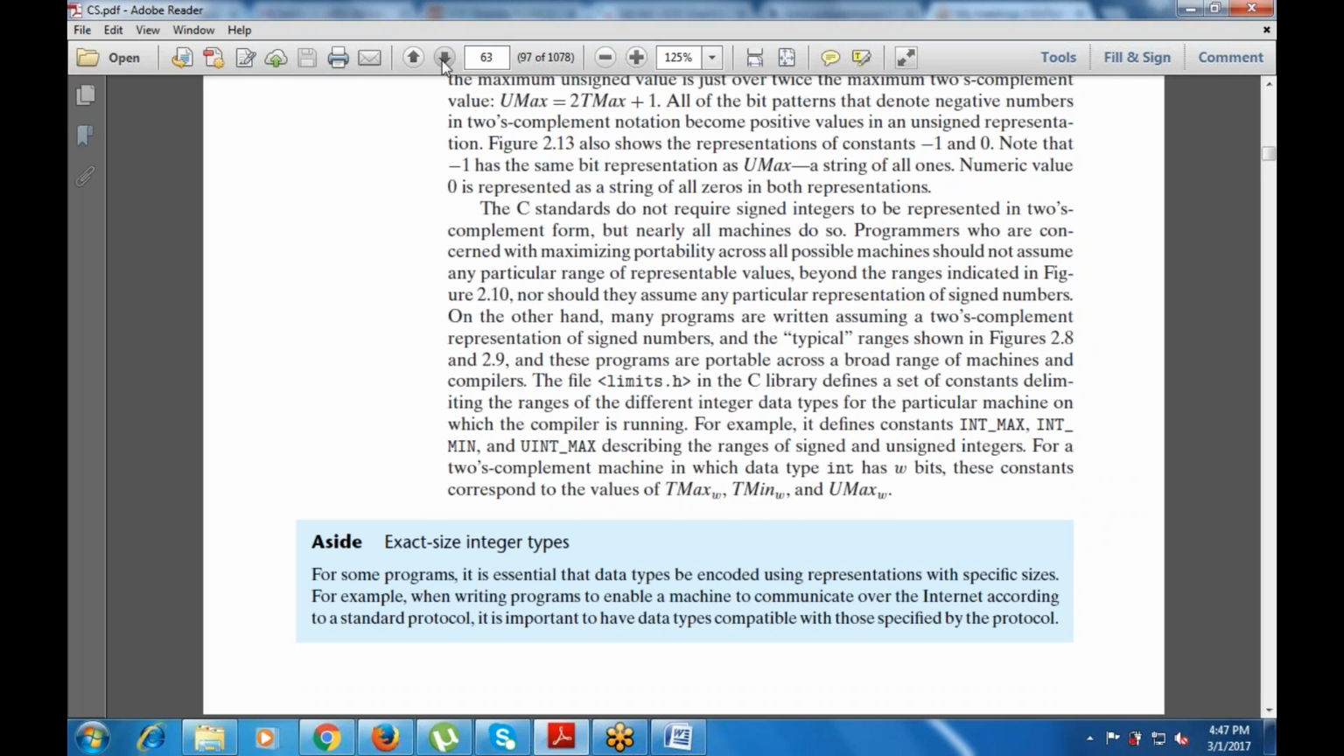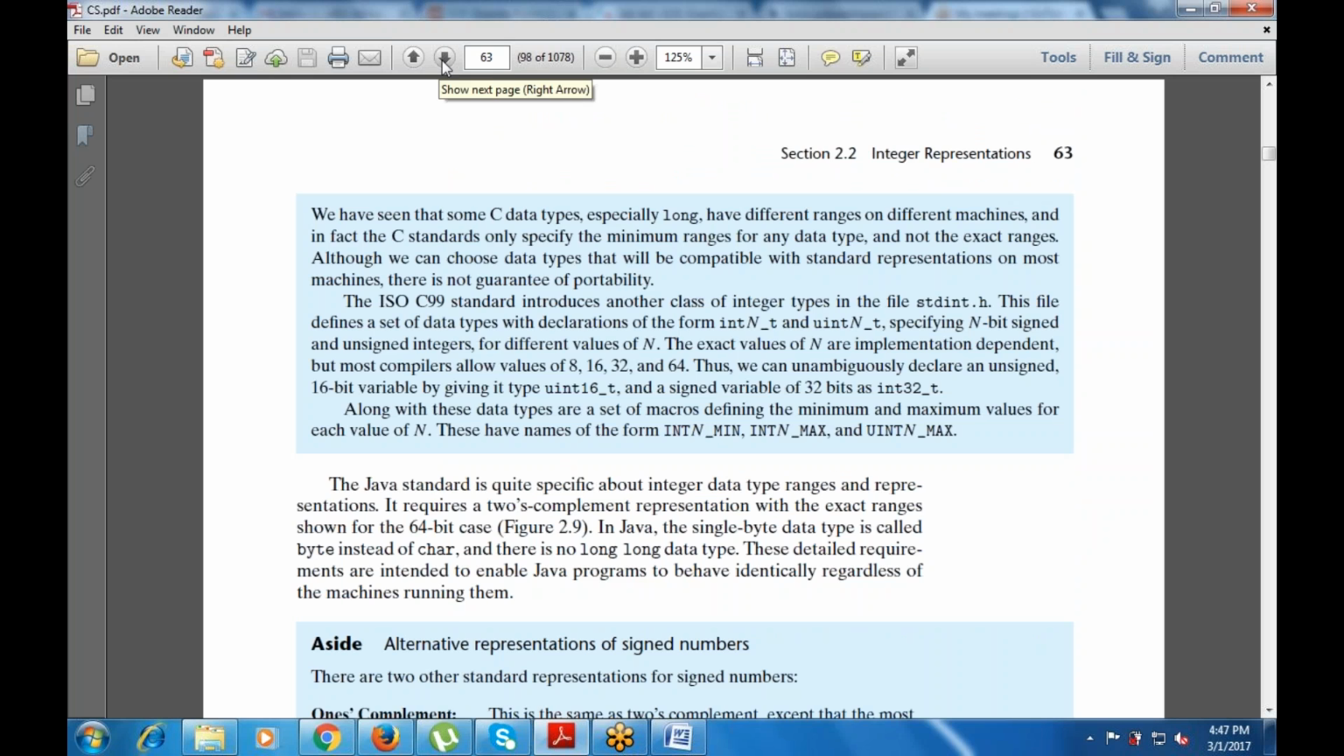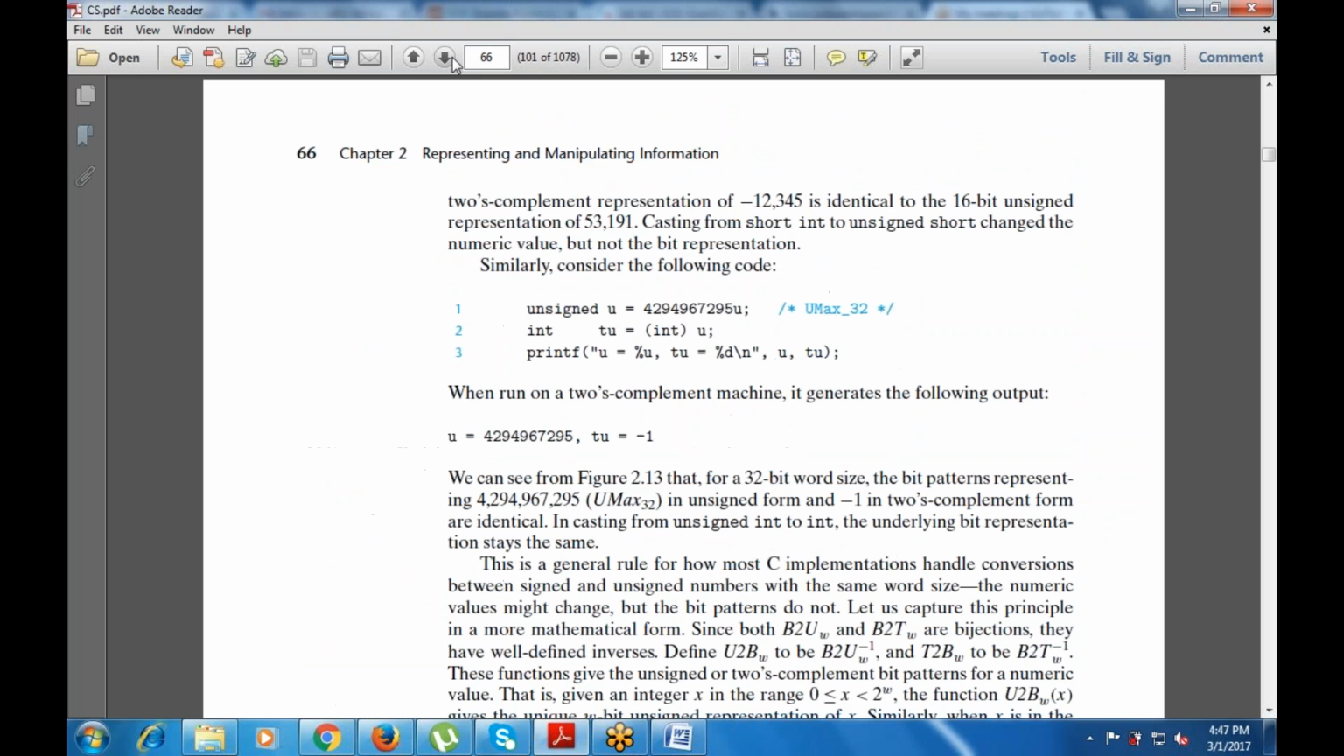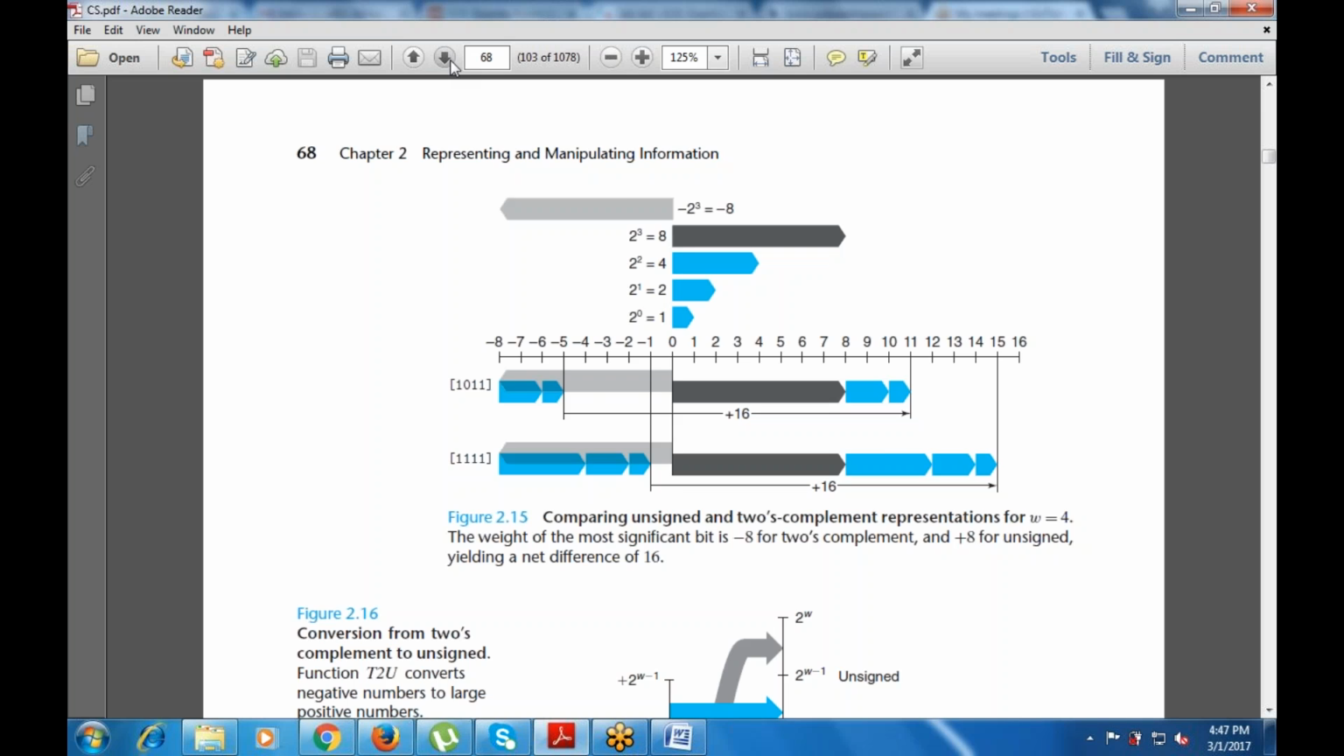Now these are the exact signed integer values that are used by Java with the various data type ranges. This is 12345, minus 12345, 53191. This is done. We have done this already in the last class.